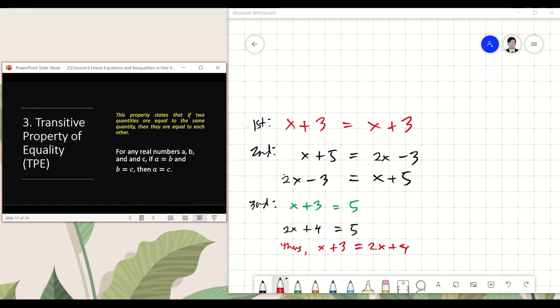Yung i-remember lang natin sa property na ito, kung yung dalawang equation, meron silang common, let's say yung right side nila magkapareho, ibig sabihin, you can just put them together in one. At saka yung left side ng first equation at saka left side ng second equation natin, equal din sila. Yan lang.